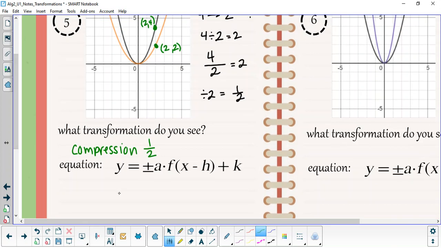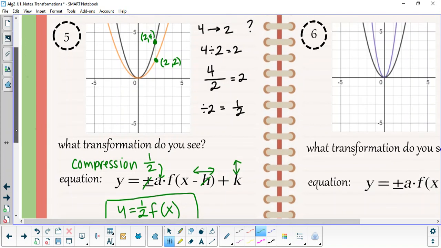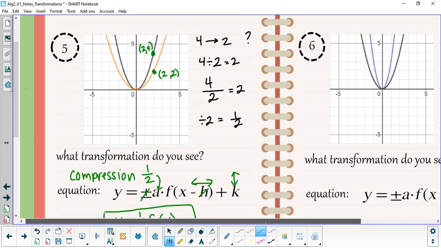So now when I go to write my equation, y equals f of x is my parent graph. There's no reflection, so I don't need the plus or minus. Compression is a, so that 1/2 is now going in the front. There's no left or right, so I don't have to worry about h. There's no up or down, so I don't have to worry about k. So this would be my answer. That one's a little tricky.